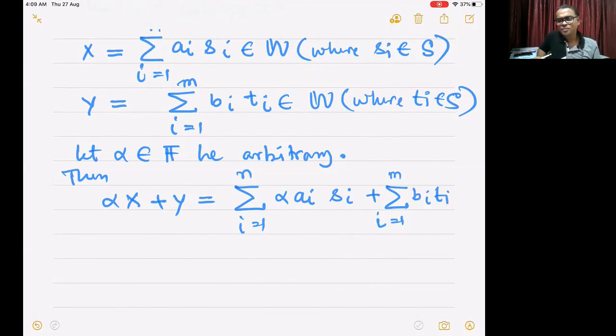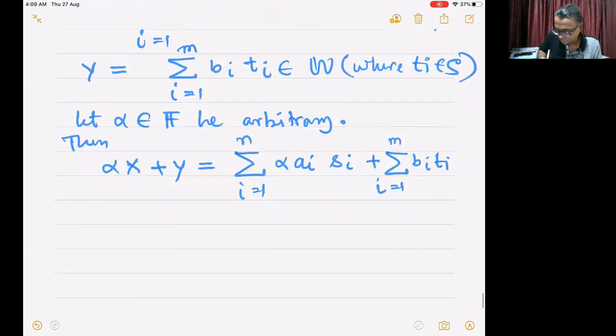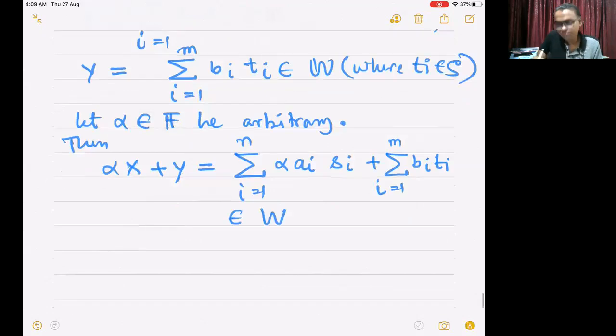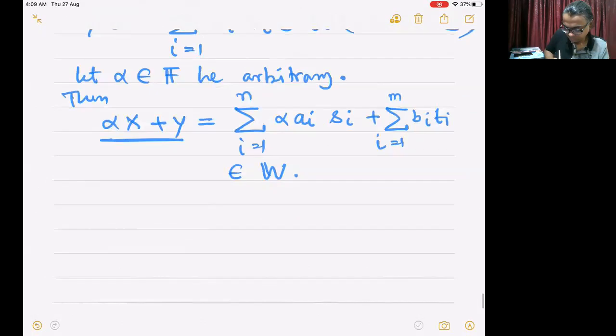But this also is a linear combination of vectors from S, no? I've just written two sums, but essentially this is nothing but a linear combination. So this of course is also an element from W, which means once again by our theorem, see how strong the theorem was, so powerful, alpha x plus y is there in W for all arbitrary x, y, and alpha. That means W must be a subspace. So this implies W, the way it is defined, must be a subspace.